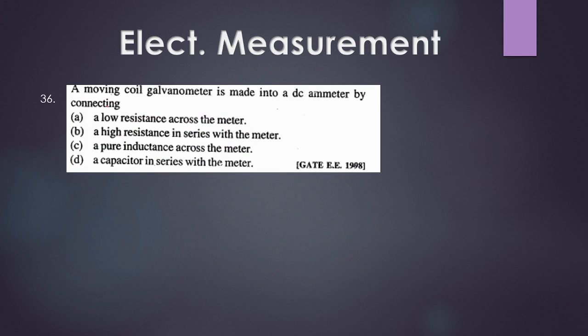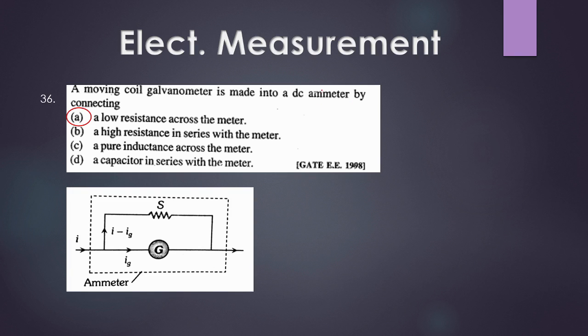Coming to the next question, it is asking: a moving coil galvanometer is made into a DC ammeter by connecting what? The answer will be A, a low resistance across the meter. Here you can see the galvanometer, and a low resistance is connected across the galvanometer, and it is the ammeter. So you can convert it into the ammeter by connecting a low resistance across the meter. The answer will be A.